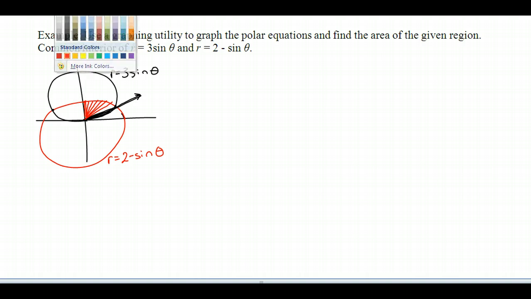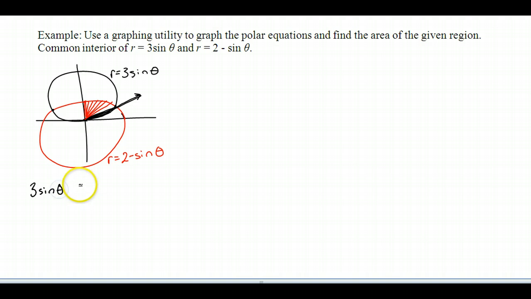Well, the first thing that we have to do in order to solve this is set our 2 equations equal to each other and figure out our points of intersection. So 3 sine theta is going to equal 2 minus sine theta. Add the sine theta over, so that will give us 4 sine theta is equivalent to 2. Obviously divide by 4, which is 1/2. When does sine of theta equal 1/2? Well, that will be when theta is equal to pi over 6 and 5 pi over 6.